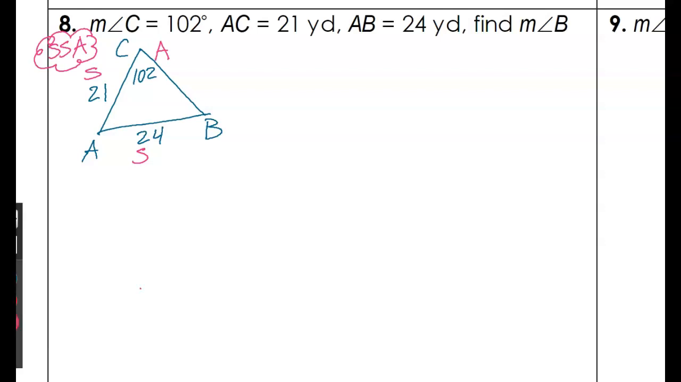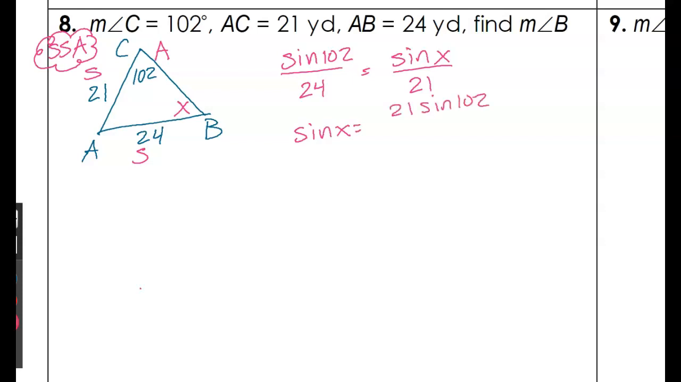Okay, so I'm trying to solve for angle B. That's my x. I can use law of sines here, so I'm going to do sine of 102 over the side across from it, which is 24, set equal to sine of x over the side across from it, 21. You cross multiply and solve. So here, sine of x is equal to 21 times sine of 102 over 24.